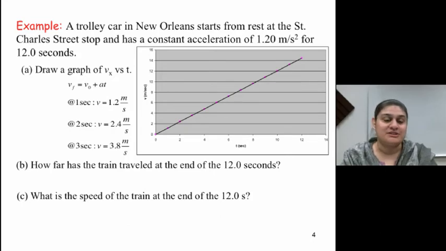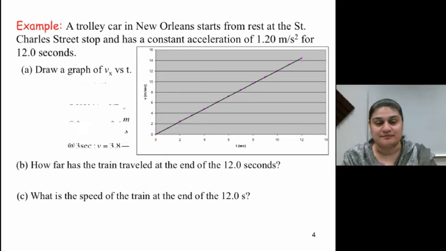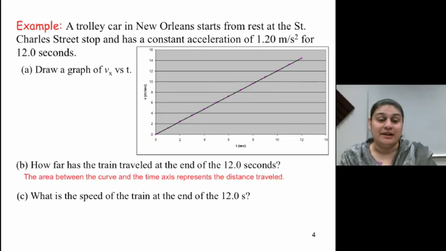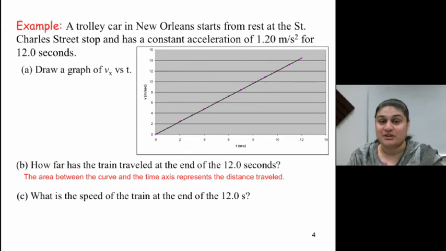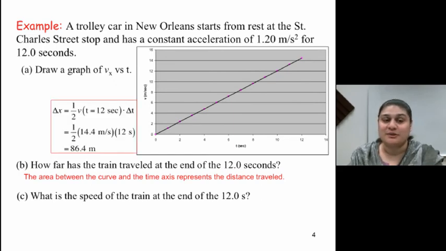So now the next question says, how far has the train traveled at the end of 12 seconds? The area between the curve and the time axis represents the distance traveled because it is a velocity versus time graph. So if we were to actually do the math, my delta x will be 1/2 base times height, because that's what the area under the curve for a triangle will be. So plugging in numbers, I get 86.4 meters.